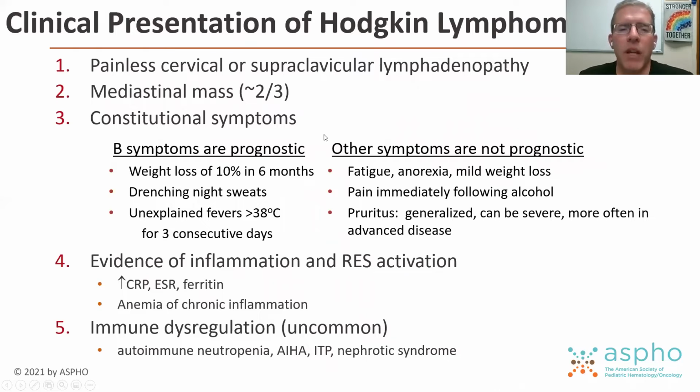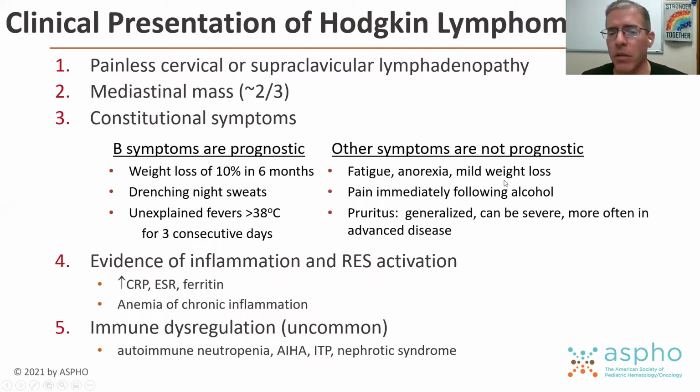So in terms of the presentation of Hodgkin lymphoma, the classic presentation is painless cervical or supraclavicular lymphadenopathy. There's a mediastinal mass present in about 2/3 of patients, and they can have constitutional symptoms. The B symptoms listed here are prognostic. So that's weight loss of 10% in 6 months, drenching night sweats, and unexplained fevers for 3 days. There are other symptoms which can exist, but are not prognostic.